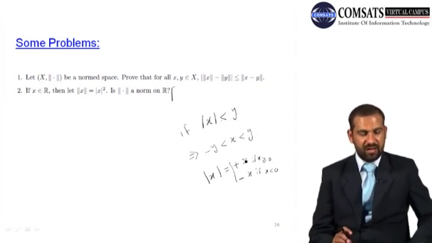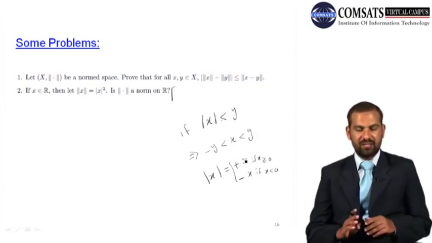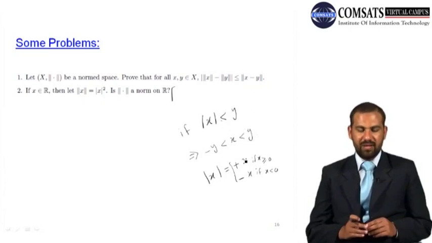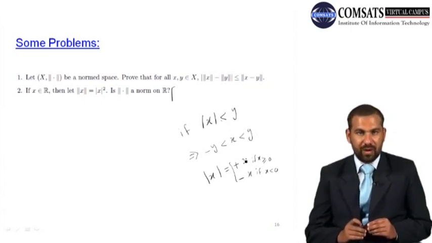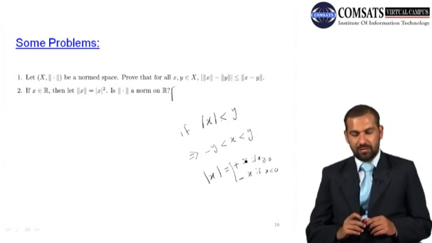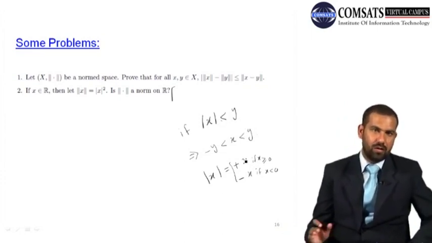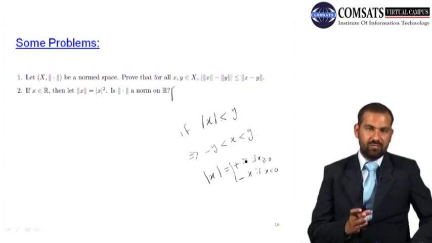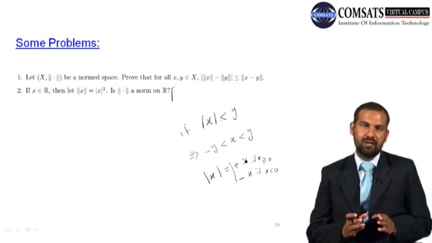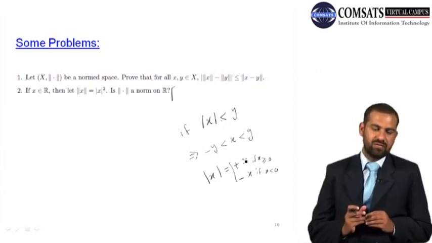In my second question, if x belongs to R, and you define the norm of x as the mod of x squared, is this defined norm a norm on R? You can think about it and give me a precise answer. Does it satisfy all three properties of a norm? What about N1? N1 says the norm of x is always non-negative, greater than or equal to 0 for all x.